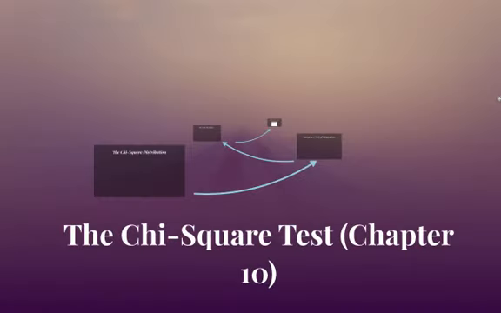Okay, so let's start talking about Chapter 10, the chi-square test. In class I will cover a little bit of Section 10.1 and basically most of Section 10.2. That's all we need to cover in Chapter 10, okay?